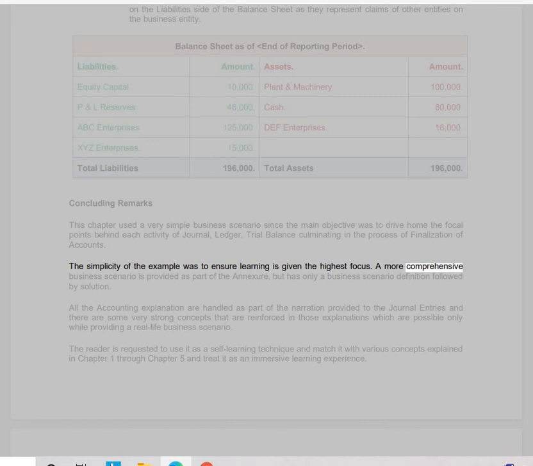A more comprehensive business scenario is provided as part of the annexure, but has only a business scenario definition followed by solution. All the accounting explanations are handled as part of the narration provided to the journal entries, and there are some very strong concepts that are reinforced in those explanations, which are possible only while providing a real-life business scenario. The reader is requested to use it as a self-learning technique, and match it with various concepts explained in Chapter 1 through Chapter 5 and treat it as an immersive learning experience.